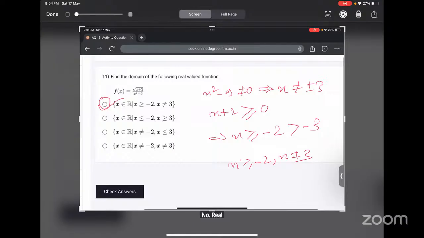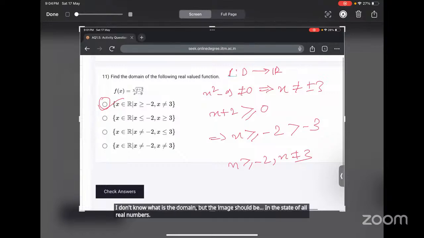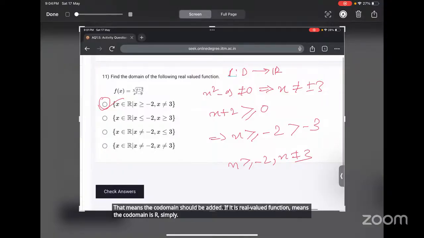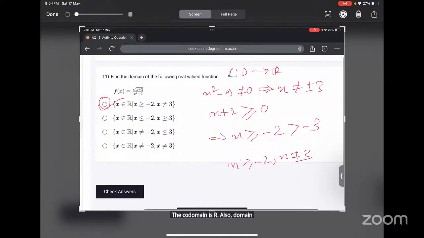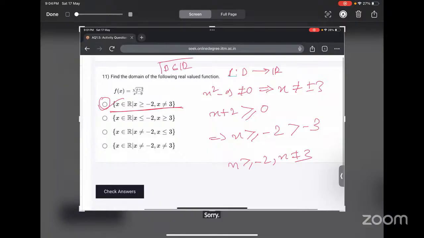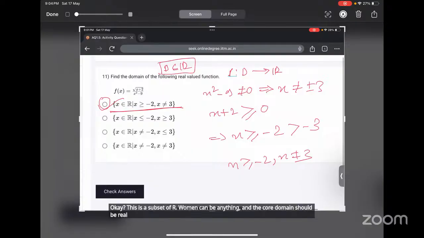No, real valued function means f will be from some domain. I don't know what the domain is, but the image should be in the set of all real numbers. That means the codomain should be R. If it is a real valued function, the codomain is simply R. Is it necessary that the domain should also be R? No. Here we are restricting the domain. Domain is a subset of real numbers, D is a subset of R. The domain can be anything, and the codomain should be the real numbers. That means the value of the function is real. So this is a real valued function.